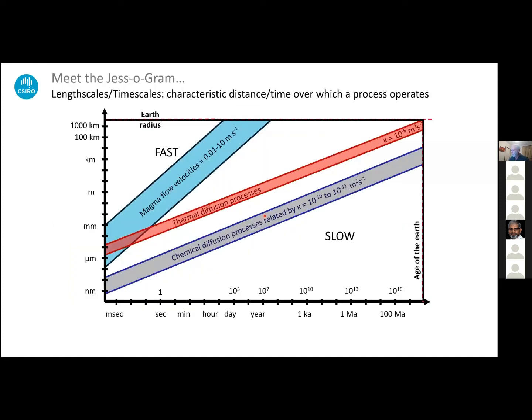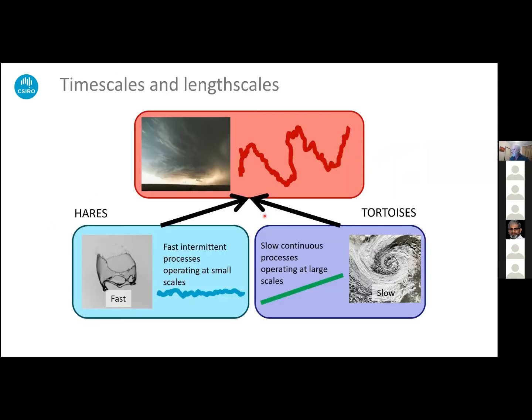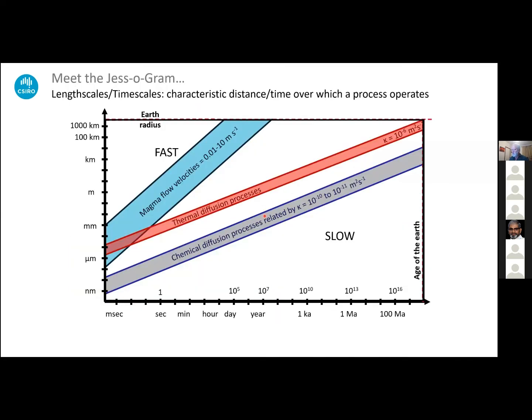Okay, so how are we going to look at these things? Well, one way of looking at them all in one conceptual diagram is this thing called the gessogram, which I name after my former postdoc, Jess Robertson, who introduced me to them. He didn't invent them, but he introduced me to it. This is a length scale, time scale plot. So what do I mean? Length scales and time scales are the characteristic distances or the characteristic time periods over which a process operates.